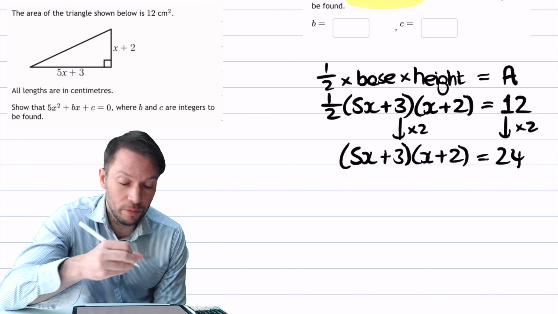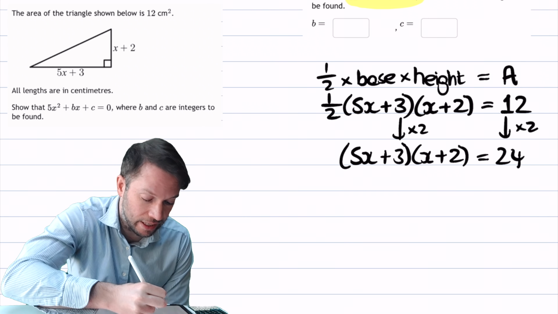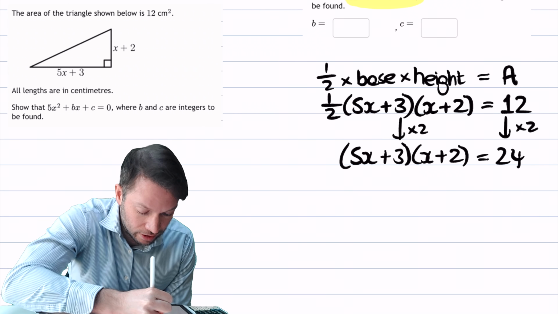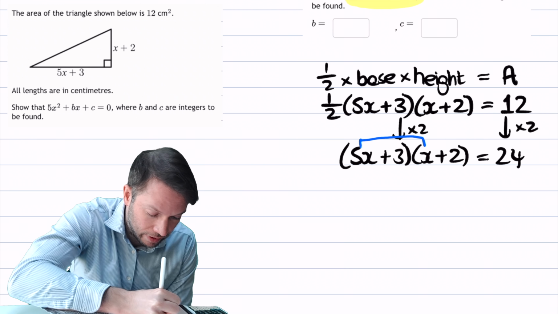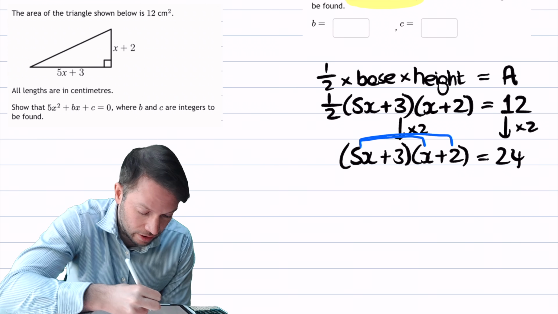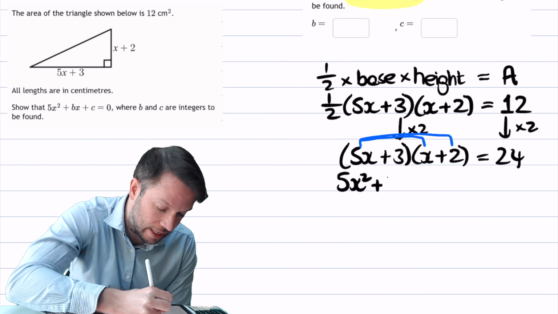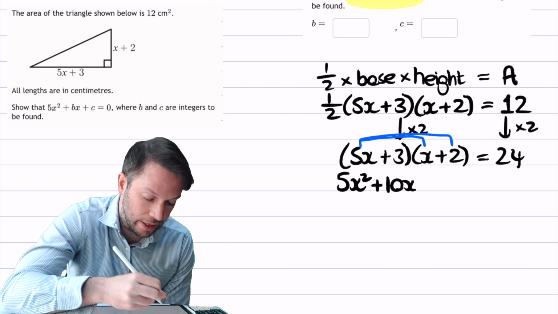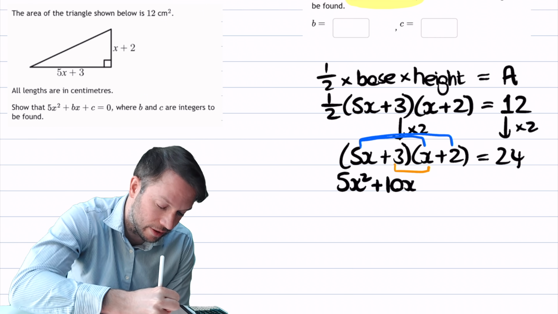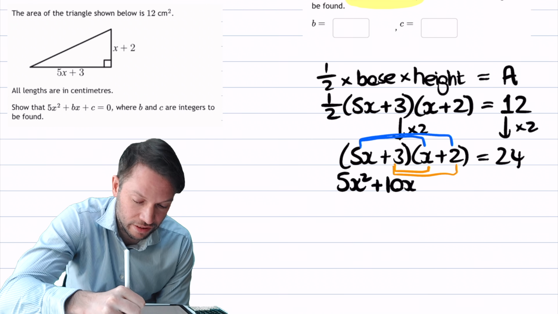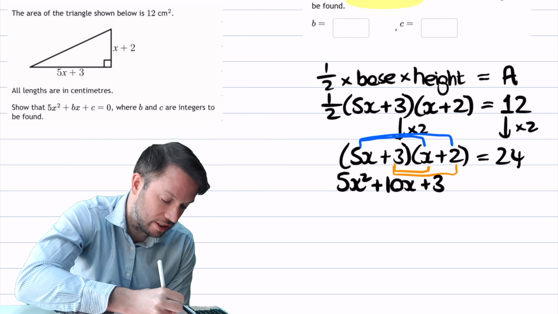Because you're multiplying two brackets, you do each thing in the first bracket times each term in the second. So I'm going to do the 5x times the x and the 5x times the 2 first. So 5x times x is 5x squared. 5x times 2 is 10x. And then I do the second thing in the first bracket times each term in the second. So 3 times x is plus 3x, and 3 times 2 is 6.